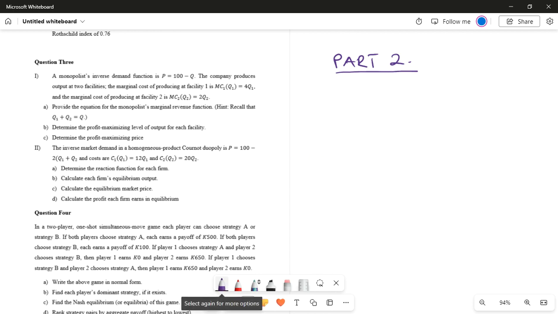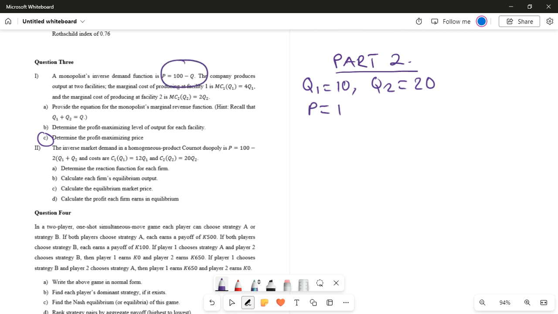All right, so let's just do that. In part A and B, we managed to find that Q1 was 10 and Q2 was 20. Now C is asking, can we determine the profit maximizing price? So price is equal to, from the function itself, 100 minus Q, where Q is equal to Q1 plus Q2, so it's 10 plus 20, giving us 30.